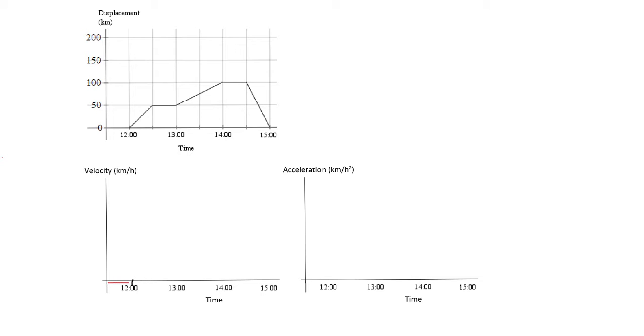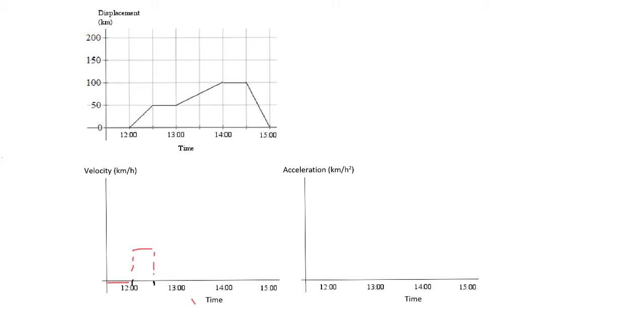Then what we can see is it's traveling a certain distance. The gradient is constant, which means velocity is constant. So between 12 and 12:30, so let's mark on 12:30, you can see we've got a constant velocity. So let's call that this section up here. So we can see it's changed instantaneously. So you normally represent that with dashed lines just like this.